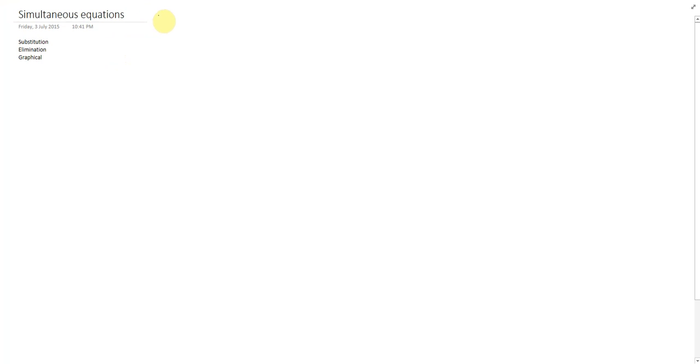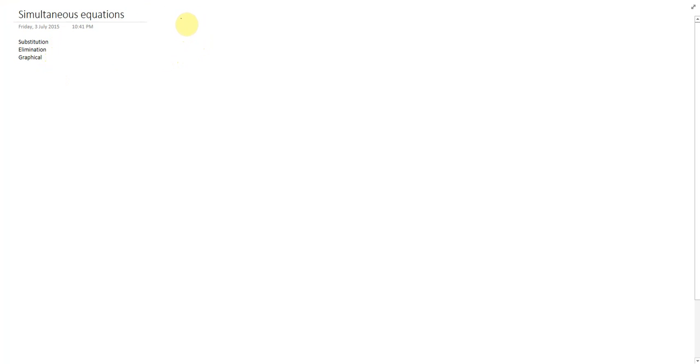This basically means two equations and both of them are true at the same time. And there are three methods to solving these. There's a method called substitution, one called elimination, and a graphical method as well, which we'll be using the CAS calculators for. In this video I'm going to basically just give two examples, and I'm going to use all three methods for those two examples. That's basically all I'm going to do.